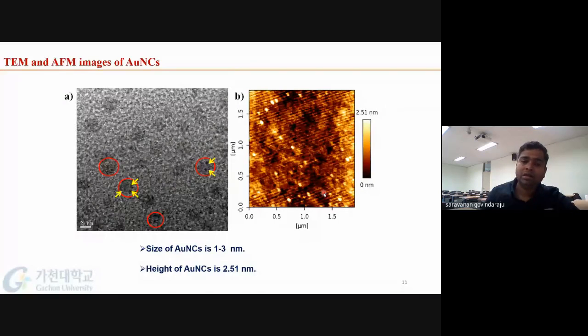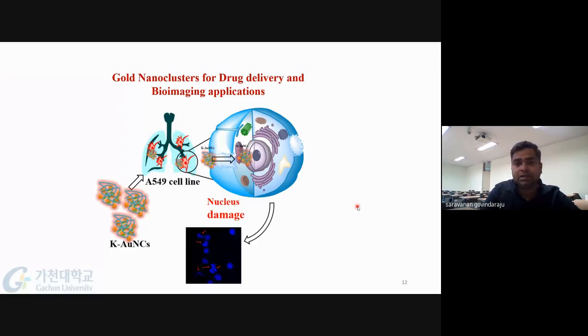So here the gold clusters are monodispersed, not overlapped with each other. So we got 2.51 nanometers as the average height of the gold cluster. So this is the morphological analysis.